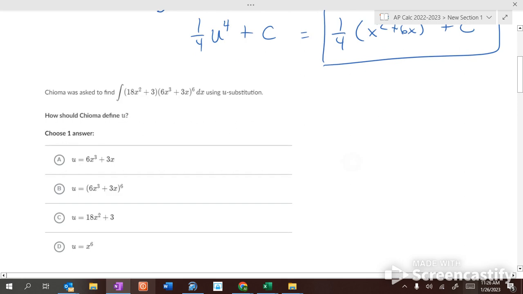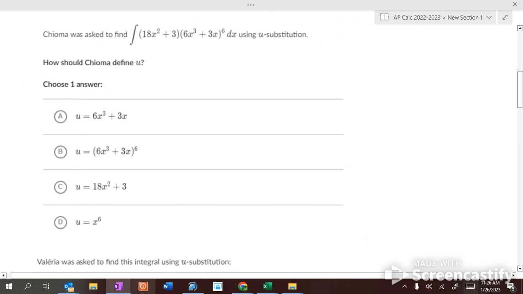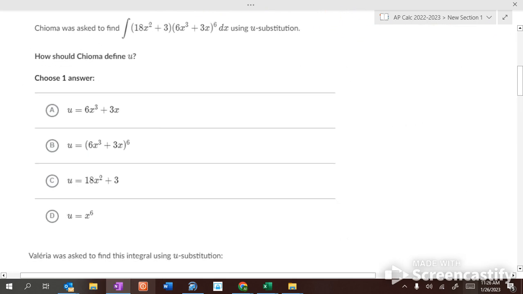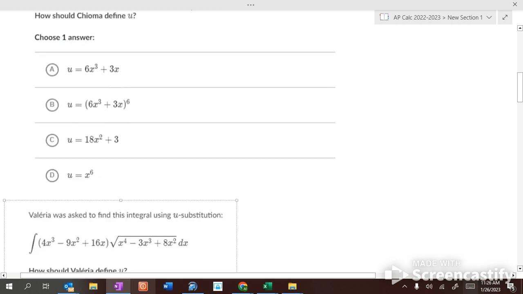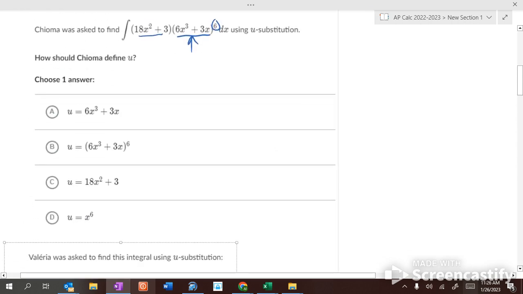So on the first section that we do, you have to pick out what is going to be your U. So in this one, what would be your U? What's in your second parentheses? Because this is the 1 to the power. And this, if you take the derivative of this, this is what you get. So this is definitely your U, which is choice A.